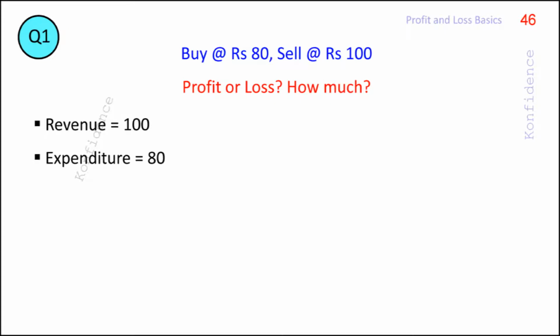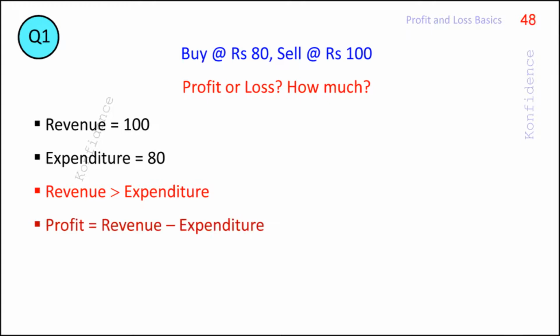As seen in the slide, we would know that here the revenue is greater than expenditure. The quantity by which it is greater is the profit. Therefore, profit is equal to revenue minus expenditure. In this case, it works out to be rupees 100 minus 80, which is 20.